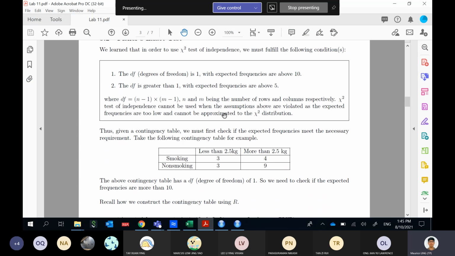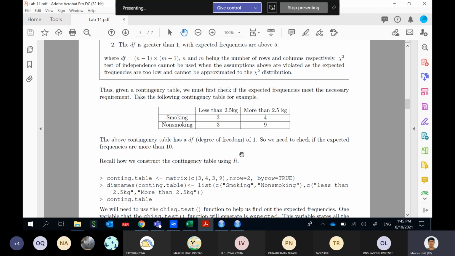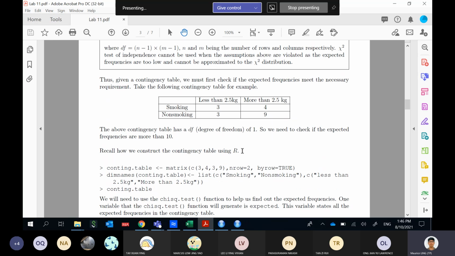Okay, so the two criteria are here. You see, if this is a contingency table, smoking, non-smoking, you have only 3 babies, 4 babies, 3 babies, and 9 babies. Seriously, when that happens, go and collect more babies. Unless there's really that few volunteers that there's nothing much you can do. Right. So if you go down to the extreme, you have 1 baby, 2 babies here. 1 baby as smoker and less than 2.5 kg and so on. Seriously, are you going to base your argument, your conclusion on just that 1 baby? No, right? Please go and collect more babies, seriously.